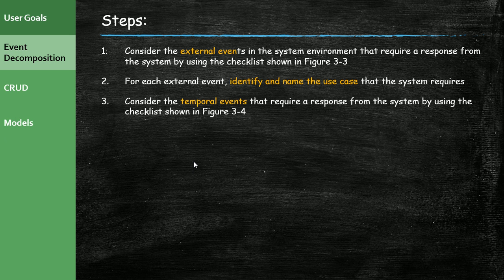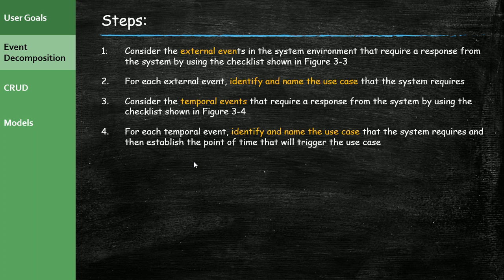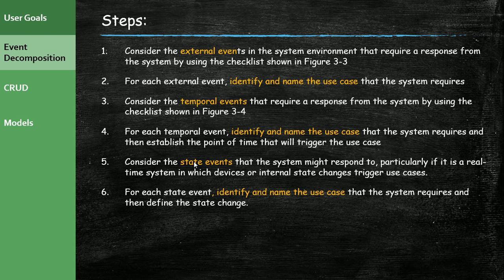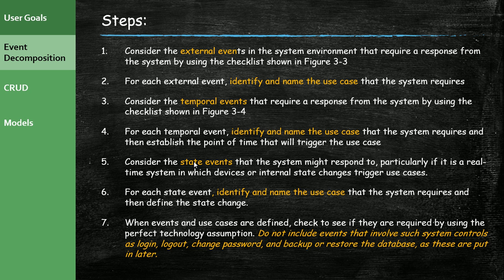Then we're going to consider temporal events, things that happen because of something at a certain time. And again, there's a checklist in your textbook in Figure 3-4 that you can use to help you brainstorm those. For each temporal event, just like our external events, we're going to identify and name each use case with our verb-noun phrasing. Consider the state events the system might respond to, especially if it's a real-time system. So, for example, things happening within the system that might change the state of something that might trigger some kind of event. We'll talk more about that later on. And then again, for each state event, identify and name the use case.